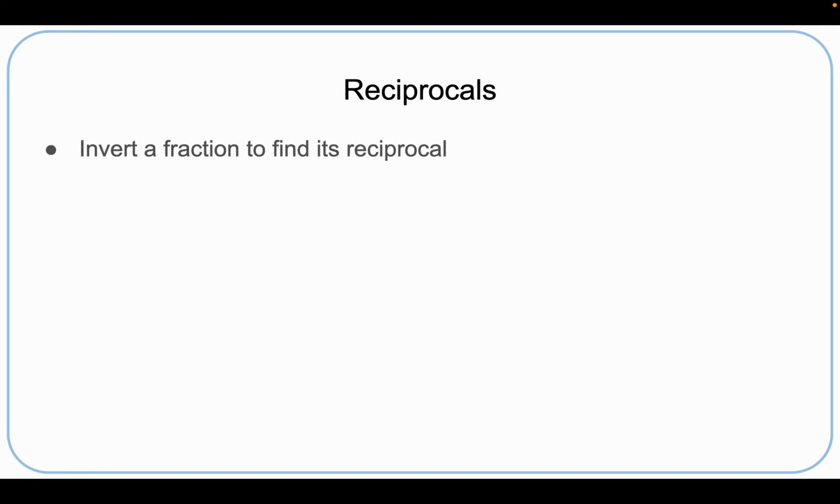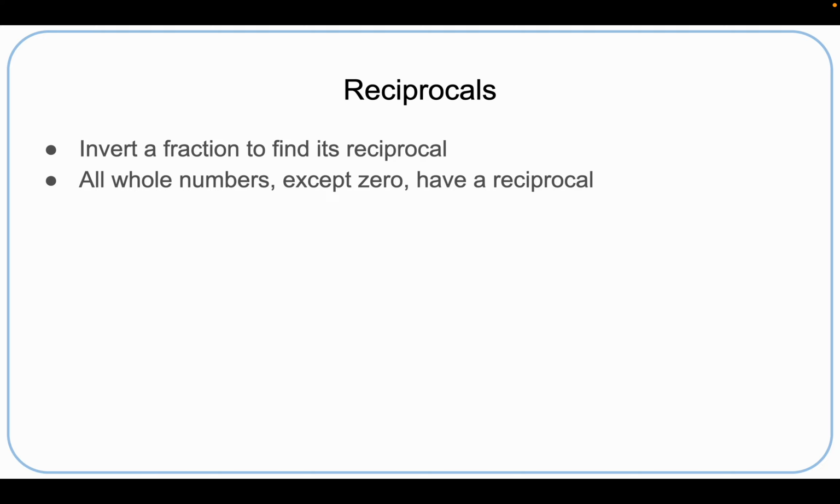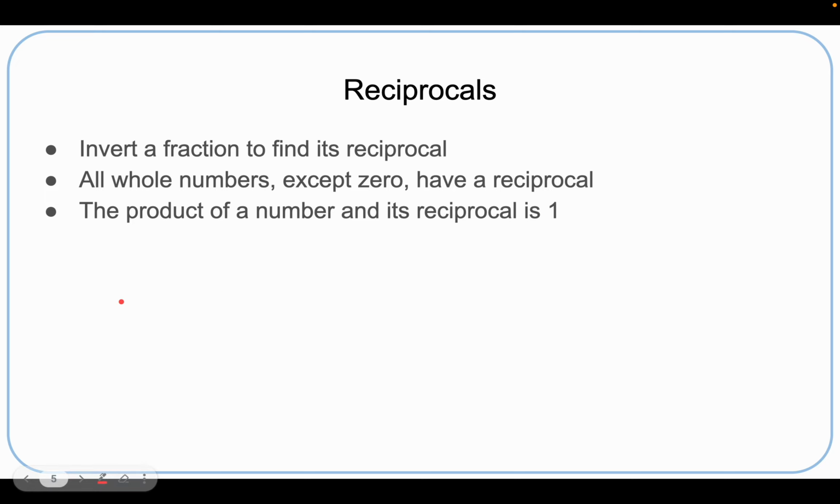So reciprocals, again, just to review, we just invert a fraction to find its reciprocal. And all whole numbers, except for 0, have a reciprocal. And the product of a number and its reciprocal is 1. So let's say you have 2/3. Its reciprocal, just turn it upside down, is 3/2. 7/4. Its reciprocal is 4/7.